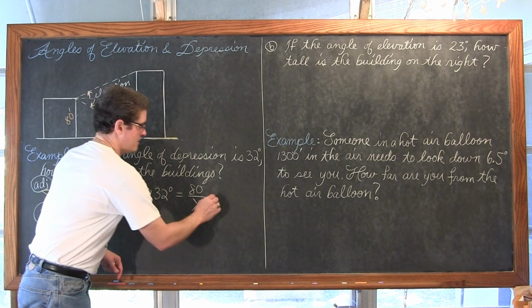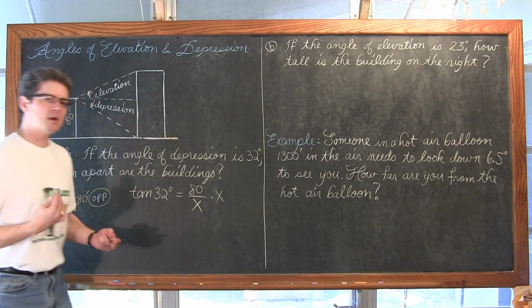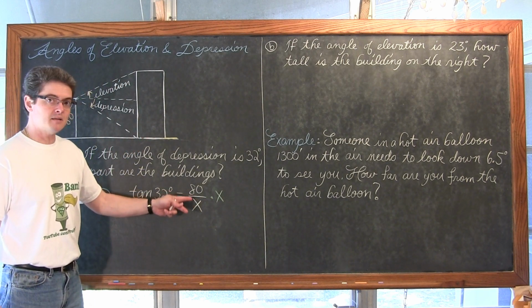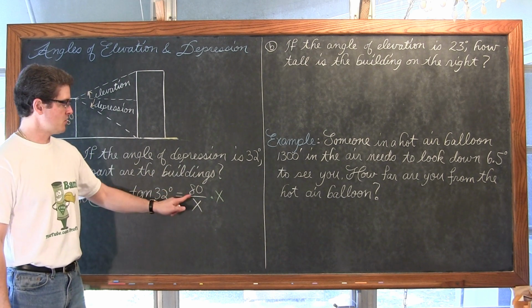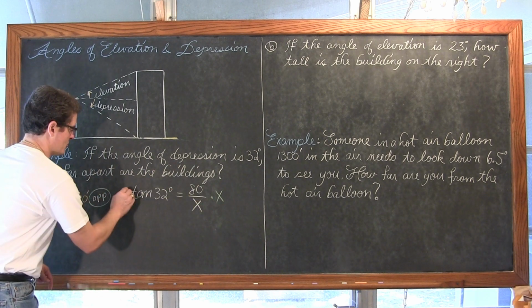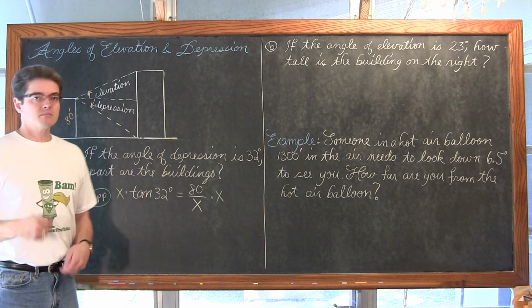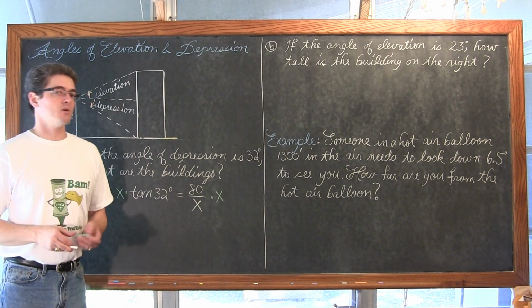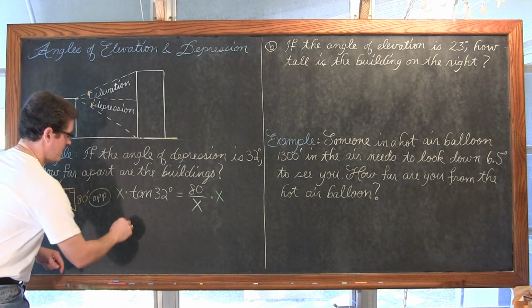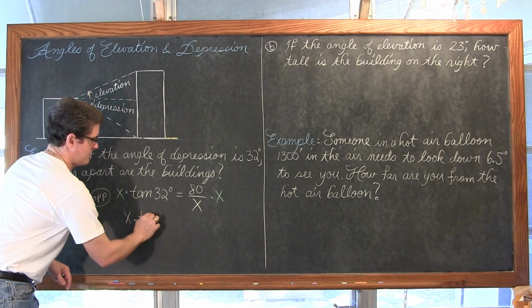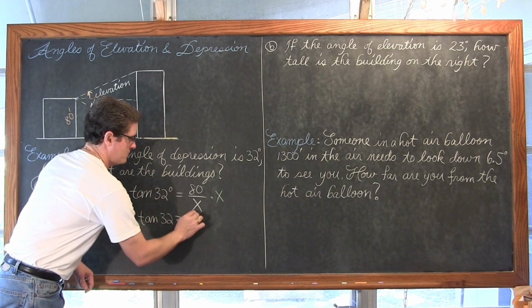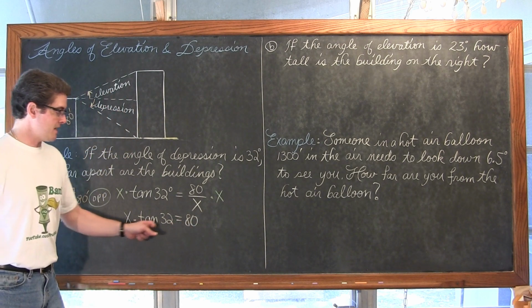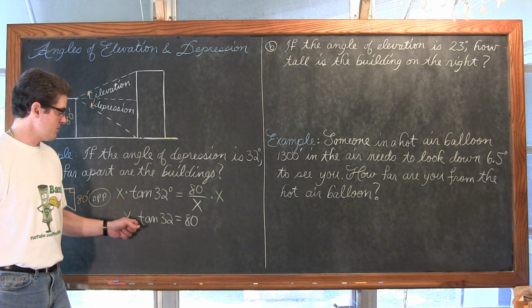So we're going to multiply both sides by x. And what I'm doing is, this is 80 divided by x. I don't want that division of x. I don't want x in the denominator, so I'm doing the opposite of division, which is multiplication. And of course, that's fine as long as you do both sides of your equation. So now we have x times the tangent of 32 is equal to 80.